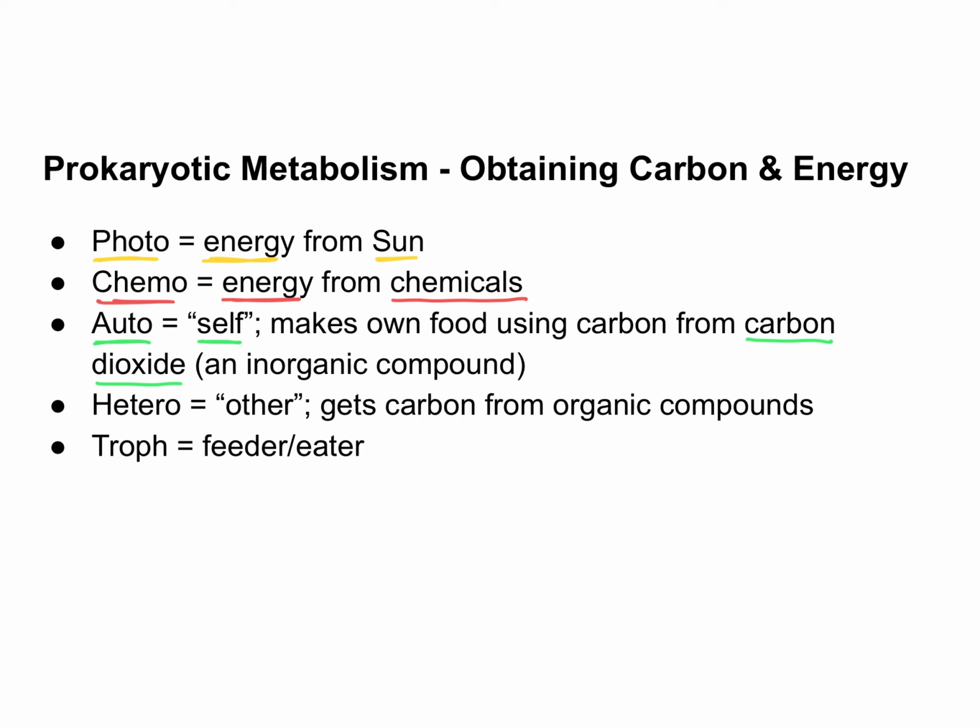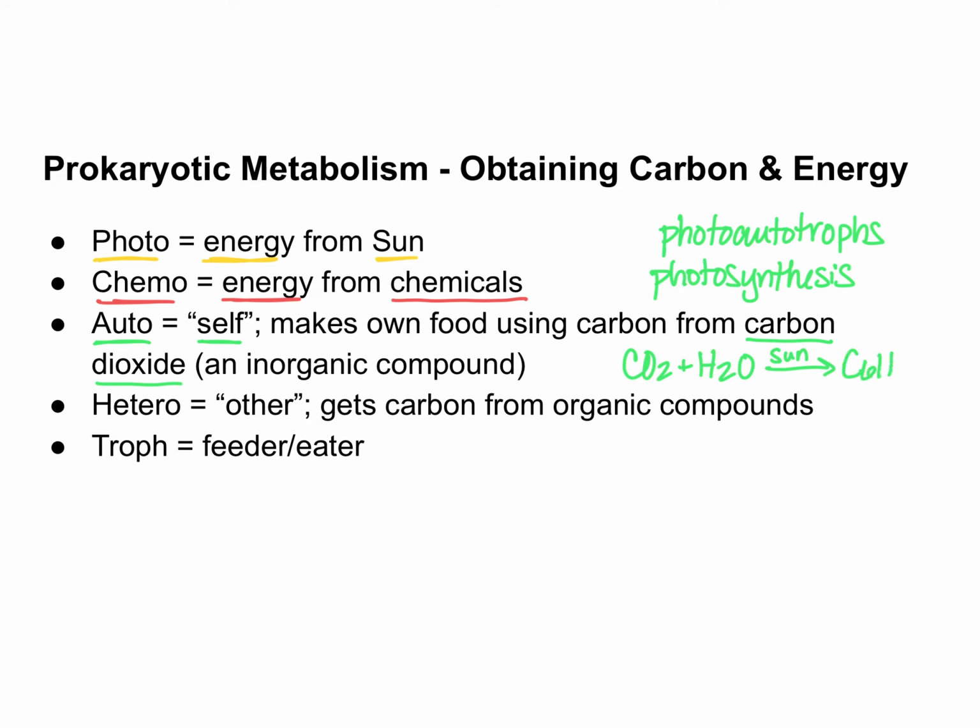And you're probably familiar with photosynthesis. Photosynthesis is a process that photoautotrophs go through. What they do is they take carbon dioxide plus some water. You add some sunlight in there, and they can make things like glucose and oxygen in the process.